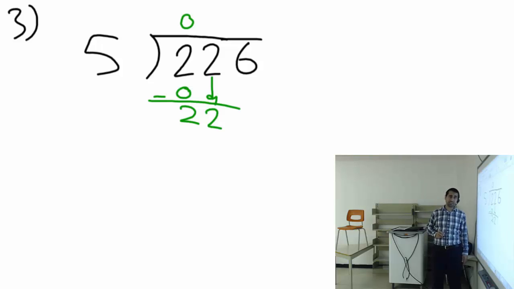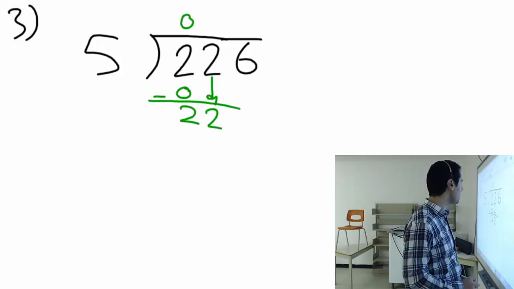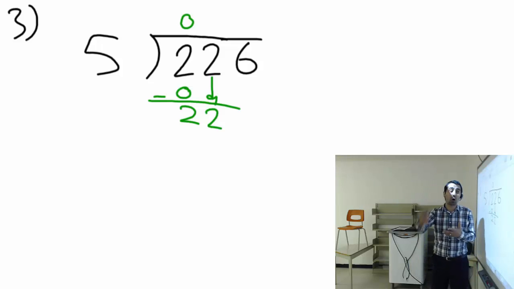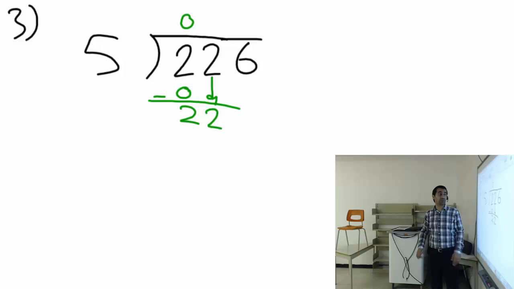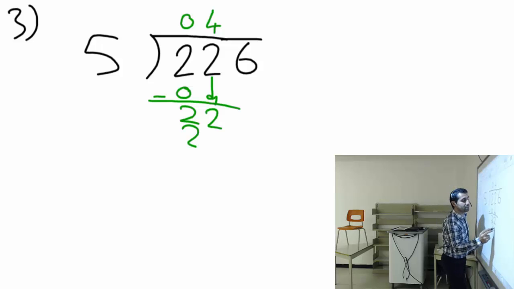5 times 1 is 5. 5 times 2 is 10. 5 times 3 is 15. 5 times 4 is 20. I'm getting close. 5 times 5 is 25. Too much. Go back. 5 times 4 is 20. So that's the number you're going to write down. 4. 4 times 5 is 20. Subtract. You're going to get 2 again.